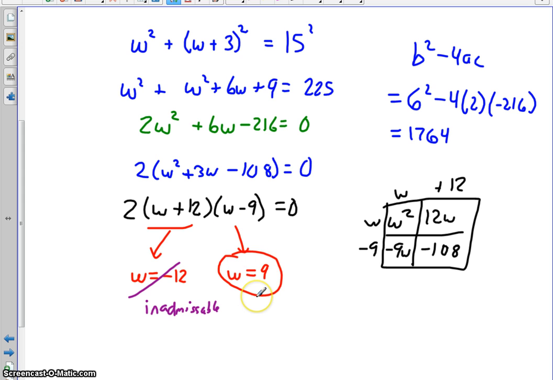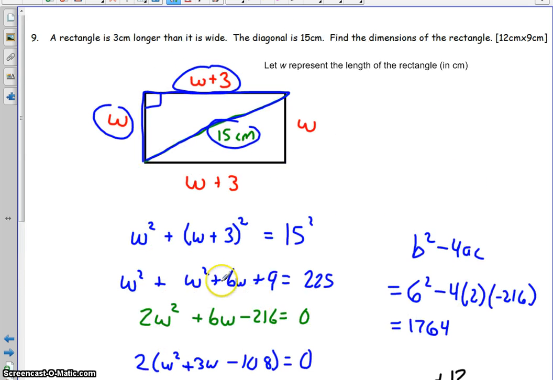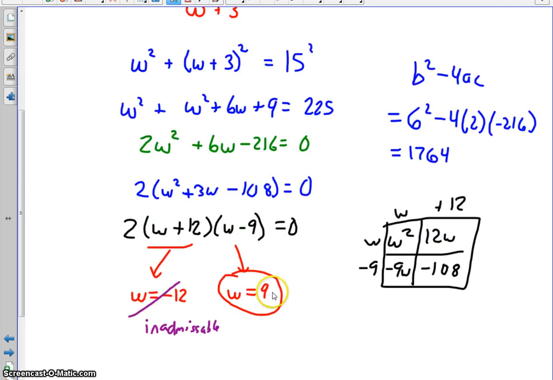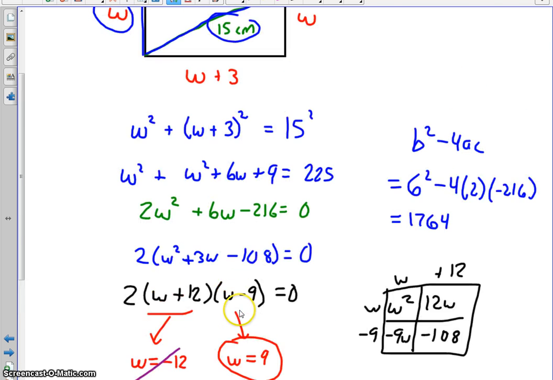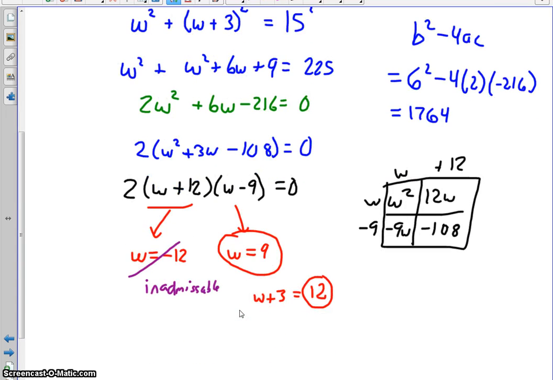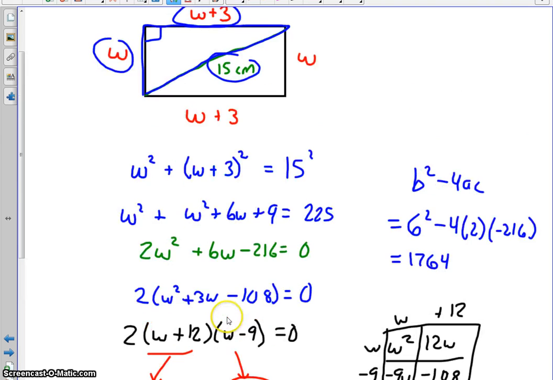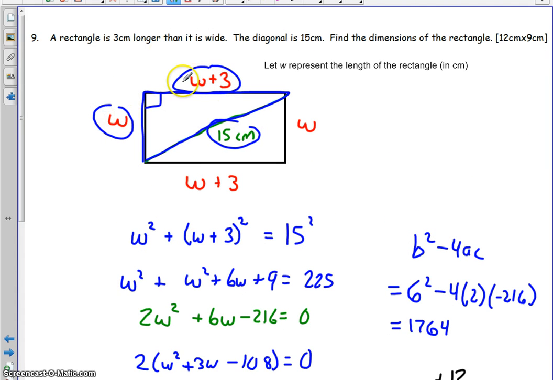So if my width is 9, I now need to find my length, and I can see that my length is going to be W plus 3, so my other side is going to be equal to 12. So my two side lengths are going to be 12 centimeters and 9 centimeters. The thing you always want to watch out for here is to make sure you always check to see if your answers are valid within the context of the problem. If you wind up with a negative answer for the length, it usually is not possible. You can't have a negative length for a rectangular field. So your two answers here are going to be 9 centimeters and 12 centimeters: 9 centimeters for the width and 12 centimeters for the length.